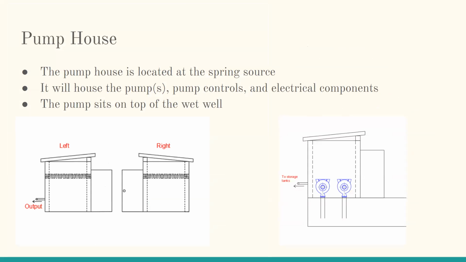As I was saying, the pump house is located right on top of the wet well. Just for the idea, there are 2 pumps in that drawing. We do only have one; putting in 2 pumps was offered as a design alternative, just for redundancy and maintenance. The pump house is going to house all the pump controls as well as the pumps and electrical components, and it will be locked to prevent vandalism and theft as well.